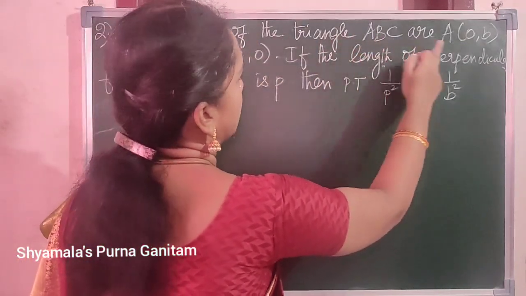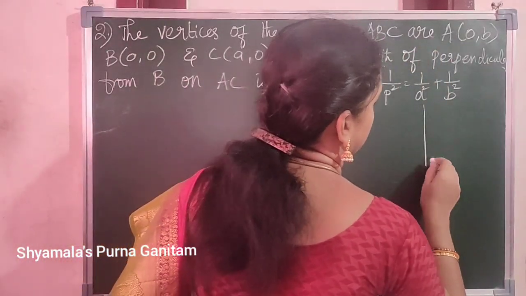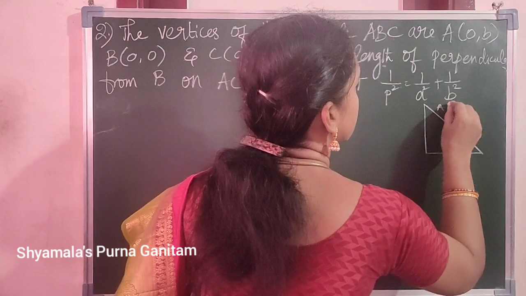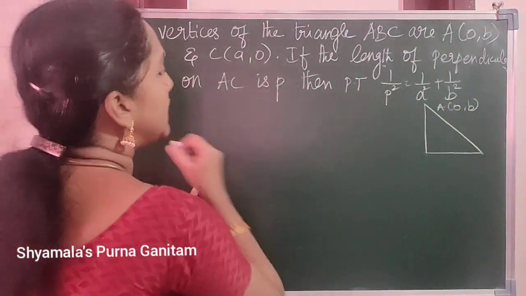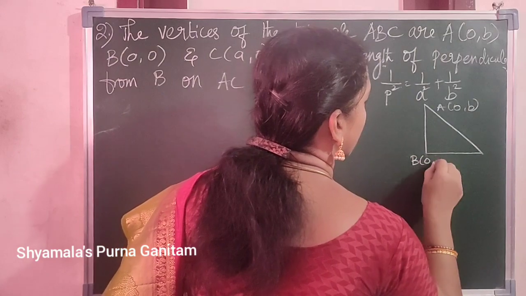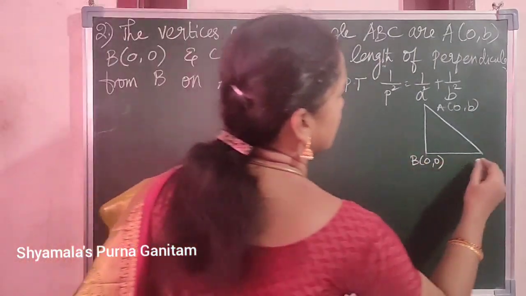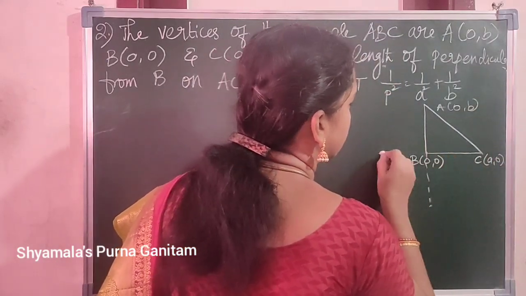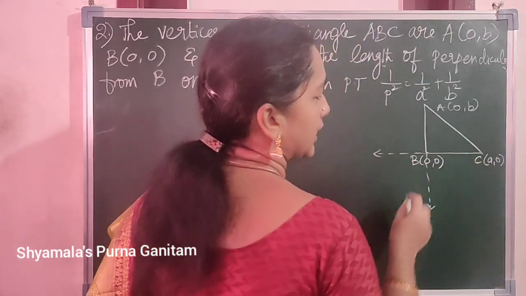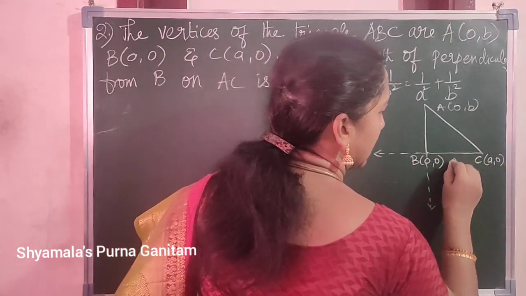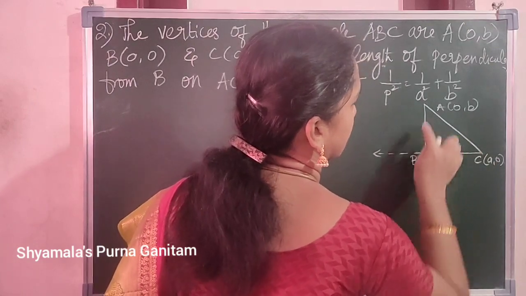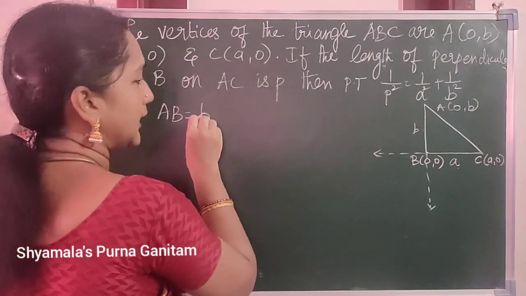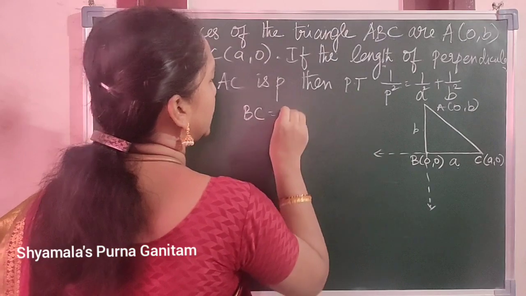The vertices of the triangle ABC are given. For that, the vertices are A (0, b), B (0, 0) and C (a, 0). Since this is 0 comma 0, you can take this in a coordinate plane. So the length of this BC will be a units, and the length of this AB will be b units. That is, AB is equal to b and BC is equal to a.